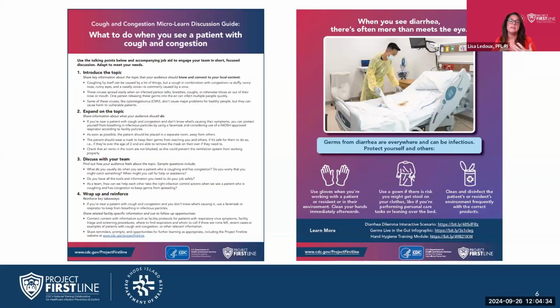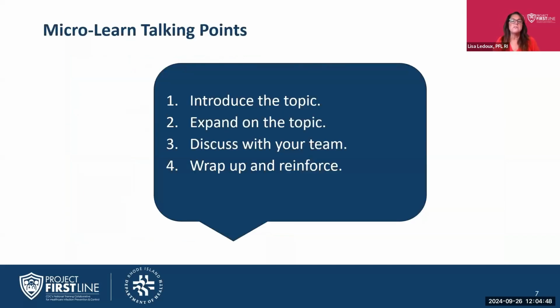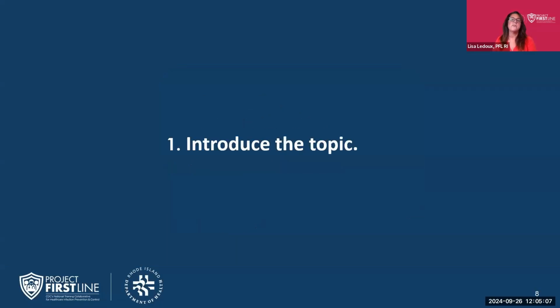And each microlearn contains a discussion guide, which is on the left of the slide, and also a job aid, which is on the right, which the facilitator can use to guide the discussion and use as a resource. The trainer can use these talking points accompanied by the job aid and engage their team in short, focused discussion. So I'm going to go through each of these talking points today. We're going to start with introducing the topic, expand on that topic, discuss with your team, and then wrap up and reinforce.